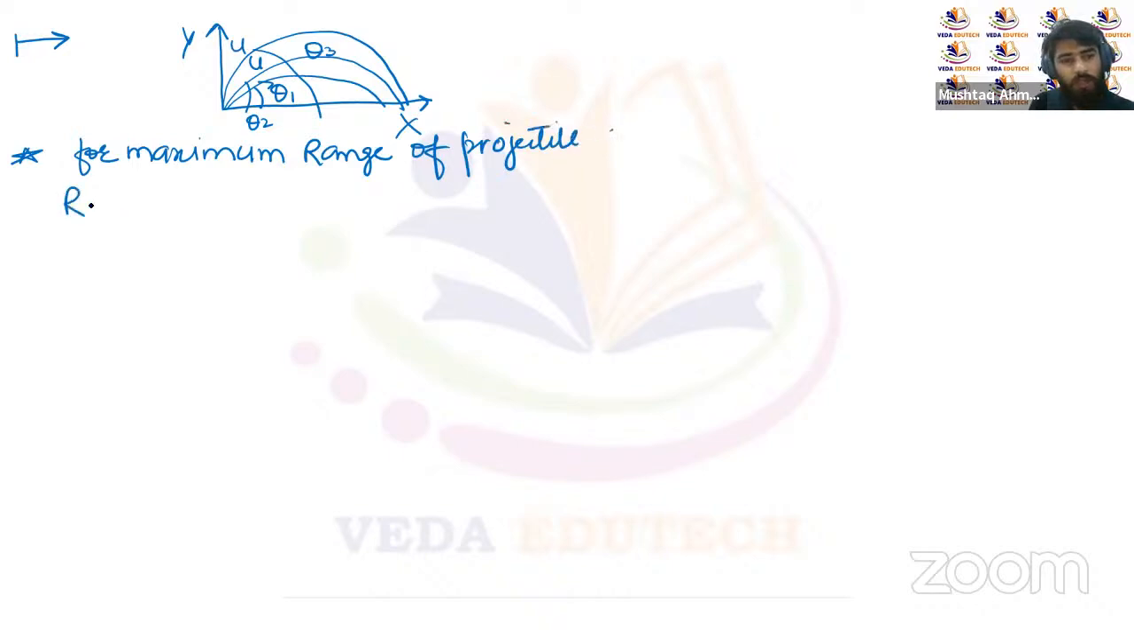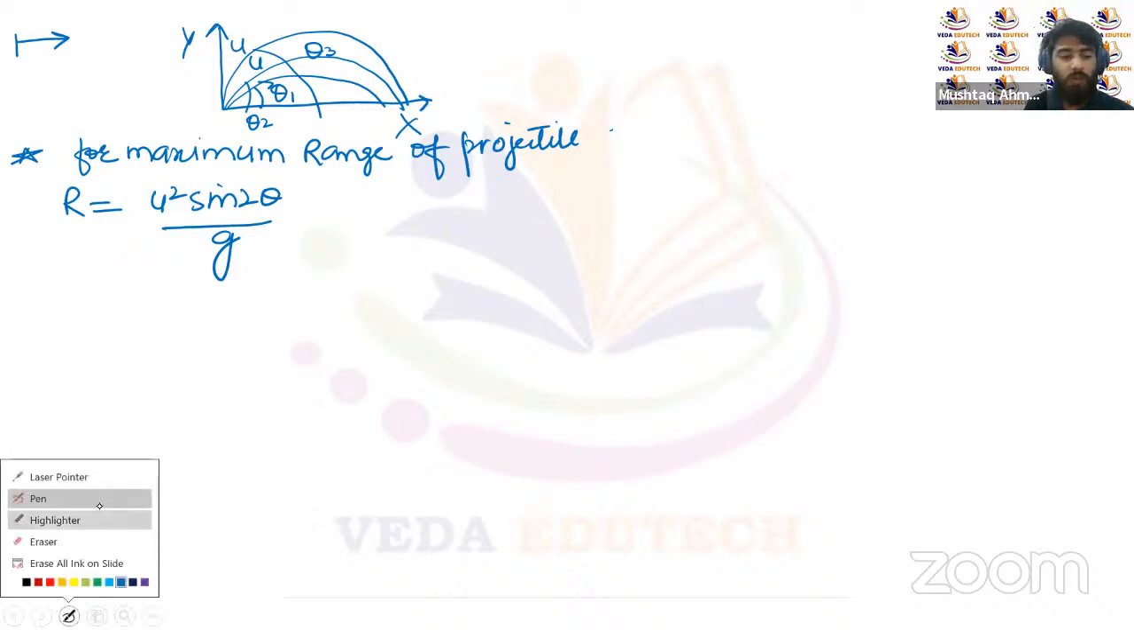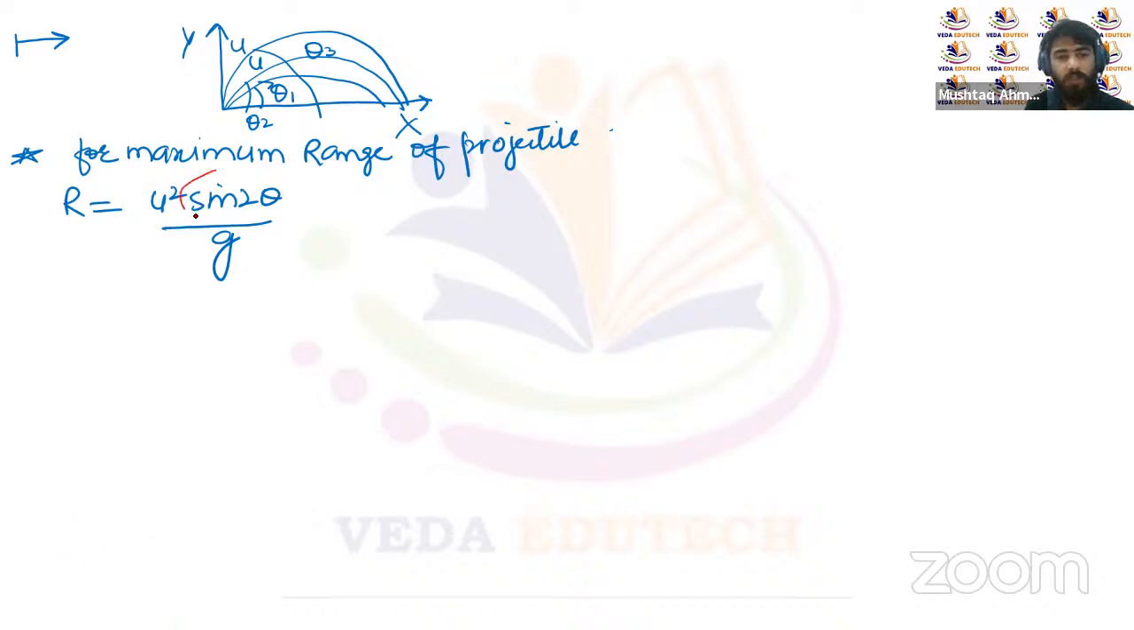we know that R is equal to u square sin 2 theta over g, and u is the same for all the projections, right? For all three projections, u is a constant, so the initial speed is constant. We are just changing the theta with respect to the horizontal. It means that the range will depend upon theta only, and the range will be maximum only when this part, sin 2 theta, is maximum, right?